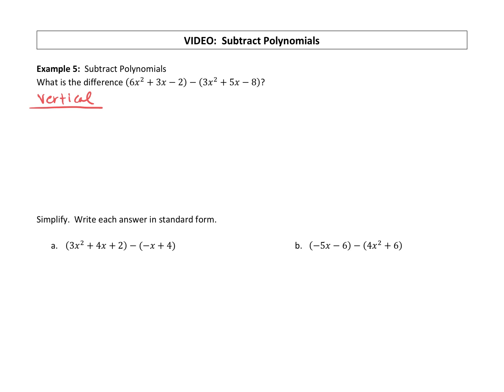specific method. So the vertical method is going to have us write out our polynomial. The first one, no changes, 6x squared plus 3x minus 2. And then we're going to subtract the second polynomial, and I'm going to line up the like terms, 3x squared plus 5x minus 8.